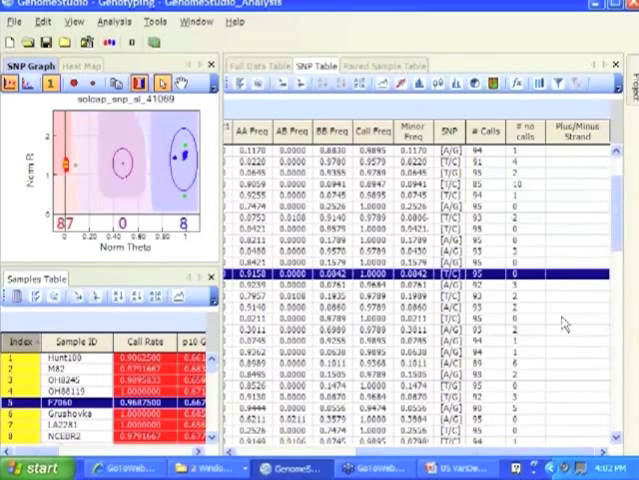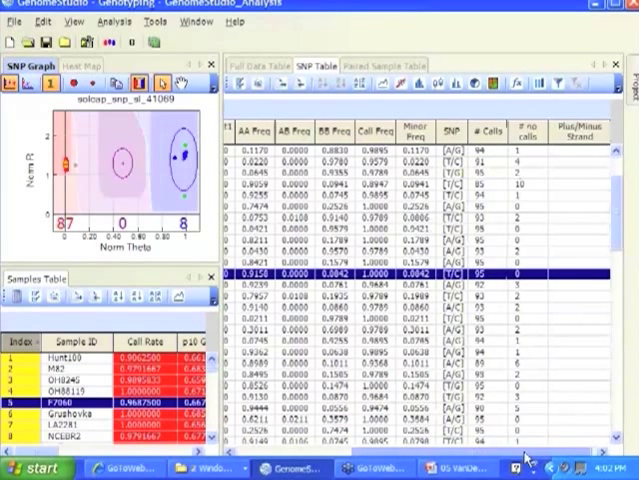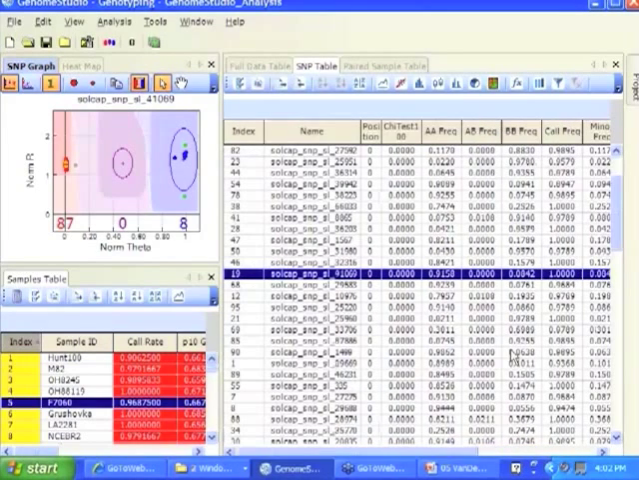So number of no calls, basically number of missing data points over here. So some nice statistics that you may want to export.